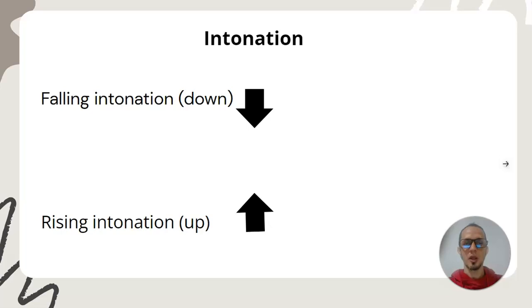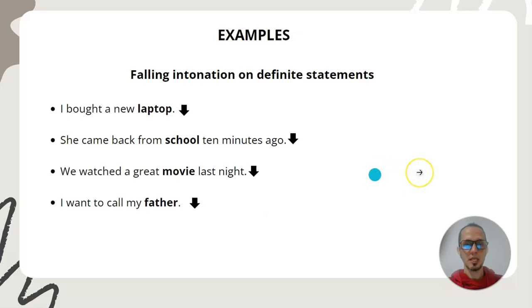Falling intonation down and rising intonation up. Here you can find the arrows that show how it works. And now the next slide is for you to check some examples that I have written for you. Falling intonation on definitive statements. I bought a new laptop a week ago. We watched a great movie last night. I want to call my father.